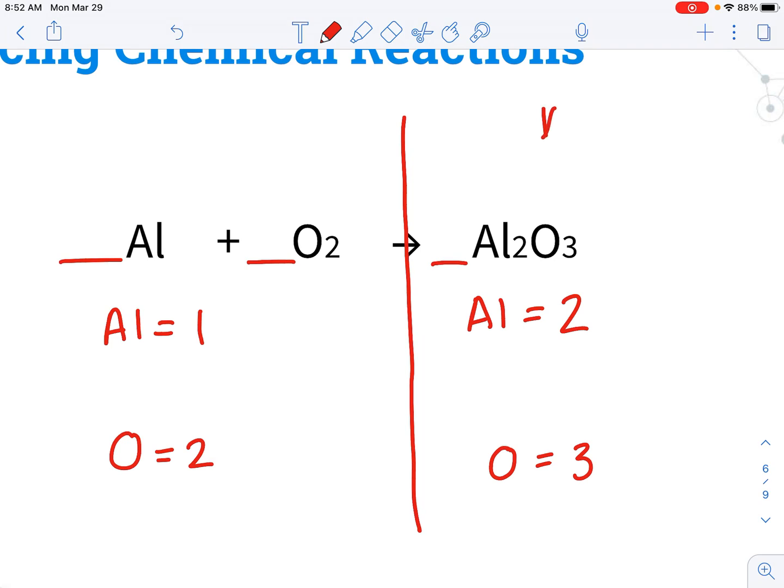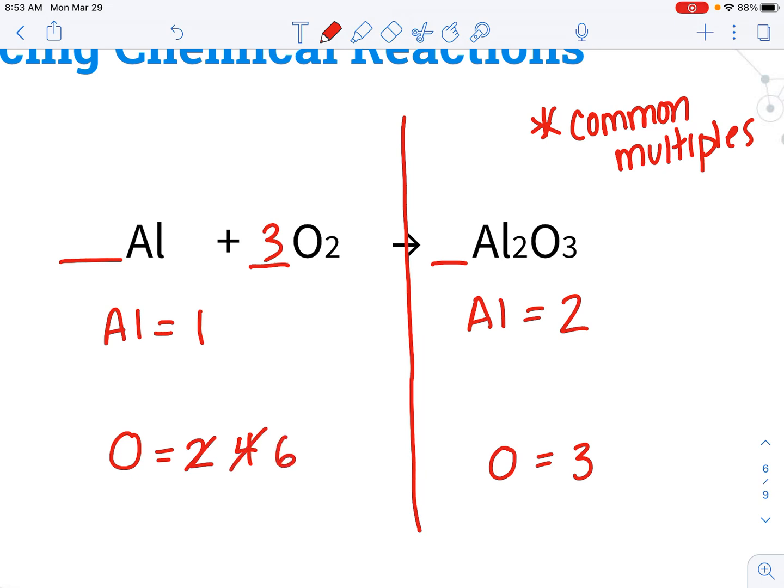Now, this is an example where we're going to look for, and sometimes this happens with oxygen and hydrogen, common multiples. What I mean by that is I have 2 oxygens on the left, and right now this is a coefficient of 1. If I try to put this as a coefficient of 2, that now gets me 4 oxygens versus 3 on my product side. That's still not it. So I might delete that, and I might try to put 3 in. That gets me 6.